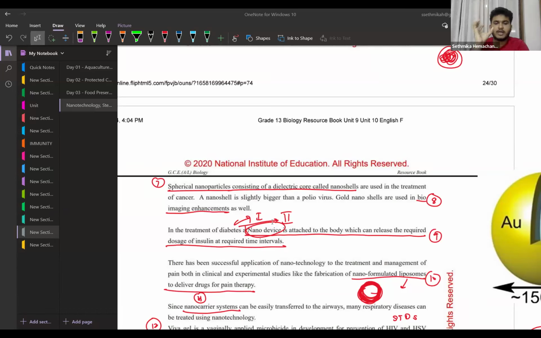If you get a question like, state two functions of nanoshells, what would you write? In the structure paper a question will come. State two functions of nanoshells. What would you write?